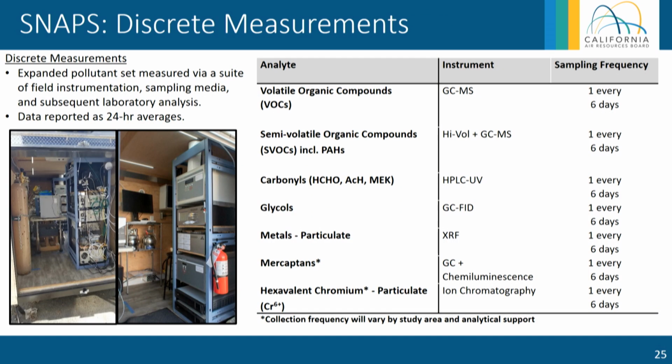And for the discrete measurements, first here's a picture of the inside of the trailer. I think Yun Liang's picture earlier was a little prettier, but this is the back side of it where you can see all the nuts and bolts. So there's our real-time GC, the gaseous rack, and then this is the particulate matter rack within the trailer. This sampling is done one day in every 6. And all this data will be made available at the end of the study.